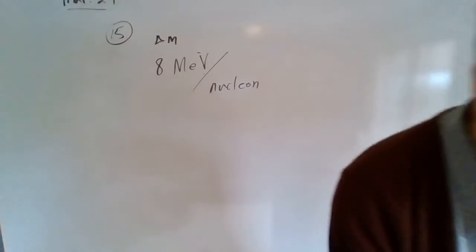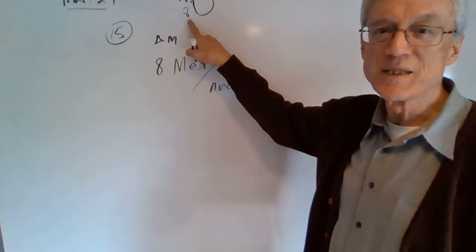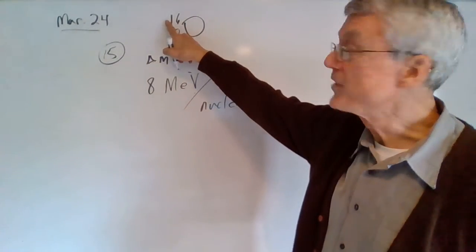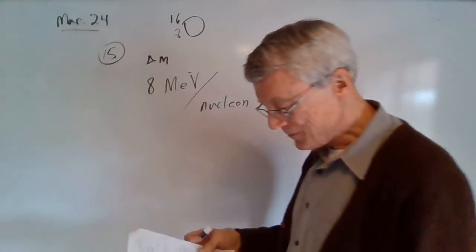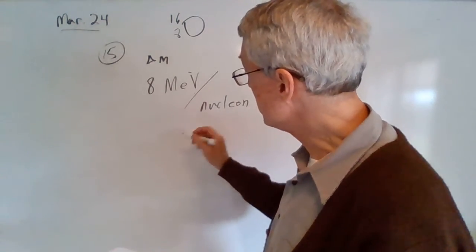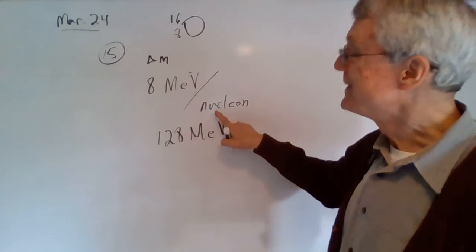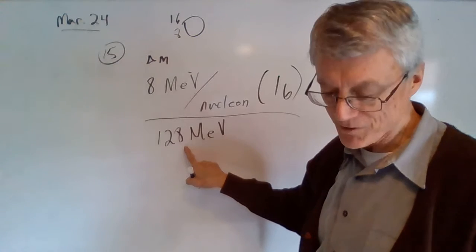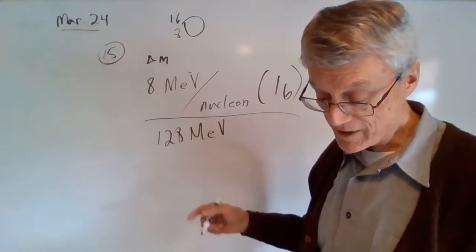Well, how many nucleons are there in an oxygen atom? The O had a 16 up here and an 8 down there. That means 8 protons, but it means 16 nucleons, protons plus neutrons. So there are 16 nucleons. I need to take 8 and multiply it by 16, and that will give me something like 100. Here it is, 128 mega electron volts. And that's again 8 mega electron volts per nucleon times 16 nucleons. And that will give you this number of mega electron volts as the binding energy for the entire atom of oxygen.